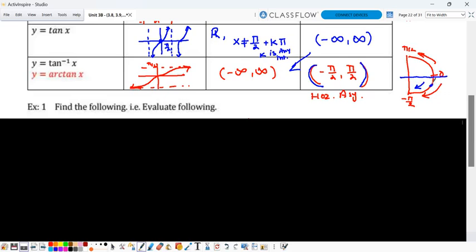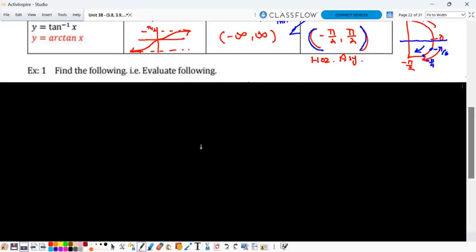For example, this is not 7 pi over 6. No, sorry, this is not 11 pi over 6. This is negative pi over 6. This is negative pi over 4. Be careful. You have to look at the circle a different way.